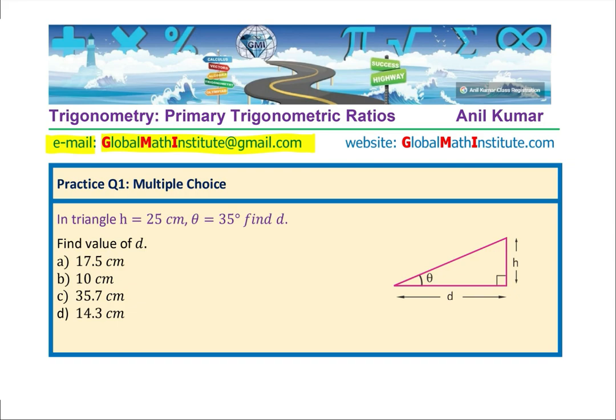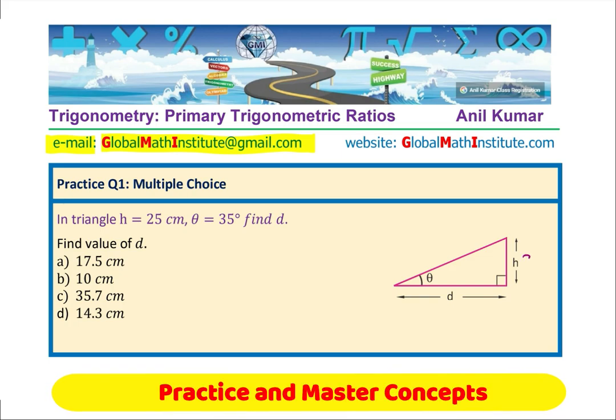Okay, now get ready with your calculators and let's go cracking. So we have the very first example here which says triangle H is 25. So we're given this side as 25. Theta is 35. This angle is 35 degrees. And we need to find D. So label the diagram, right?